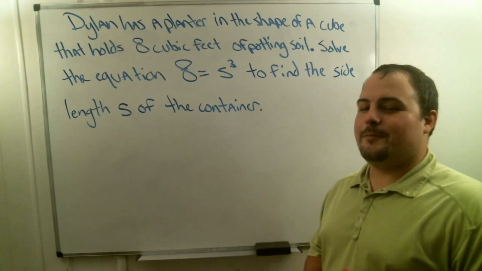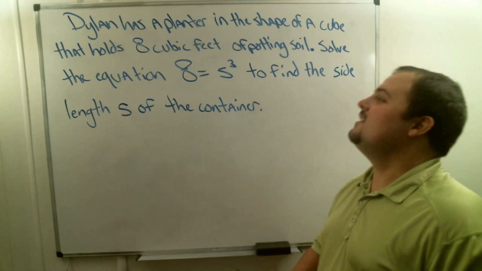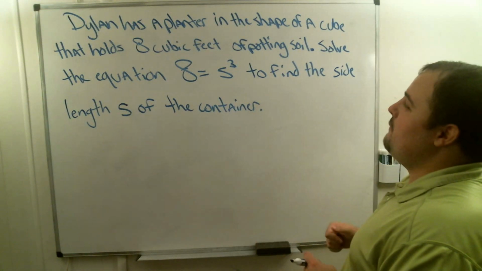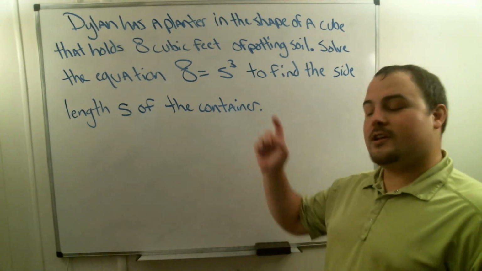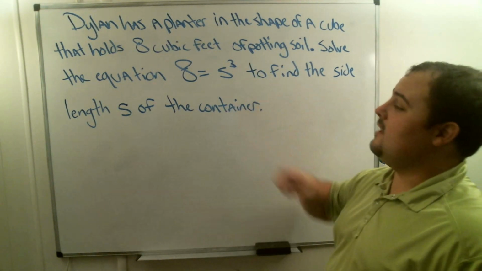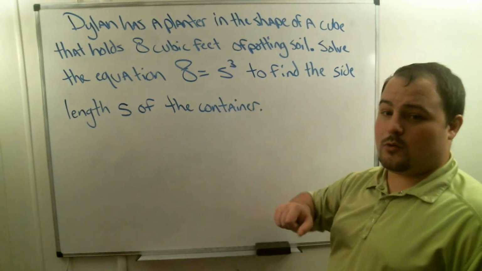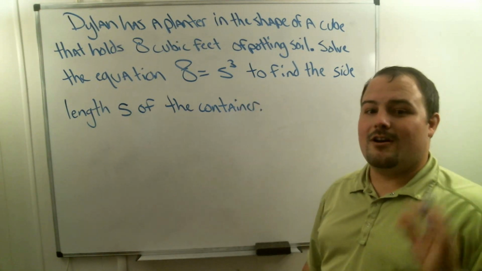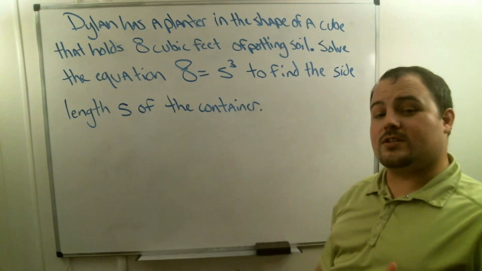And our last example, your favorite, my favorite, word problems. Dylan has a planter in the shape of a cube that holds 8 cubic feet of potting soil. Solve the equation. 8 equals s to the third power. We're going to find the side length s of the container. So they want us to actually solve this equation. 8 equals some number to the third power. Our job is to find out what this number is to the third power that equals 8.